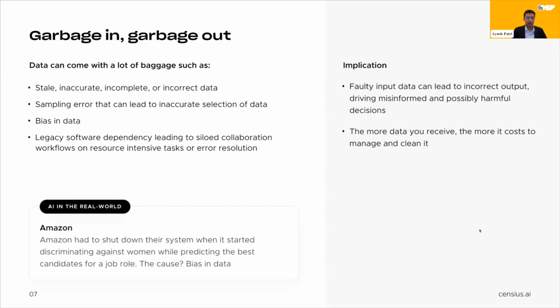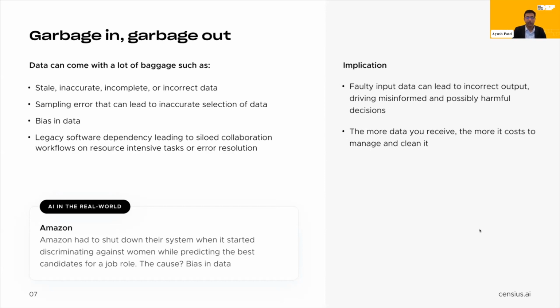Amazon a few years ago built a resume screening system where they were predicting who should move to the next level in their evaluation. They ran it for a few months, I believe, and it was discriminating heavily against women. As soon as it saw the name and predicted whether it was a man or a woman, it would instantly descore them in terms of the prediction value.